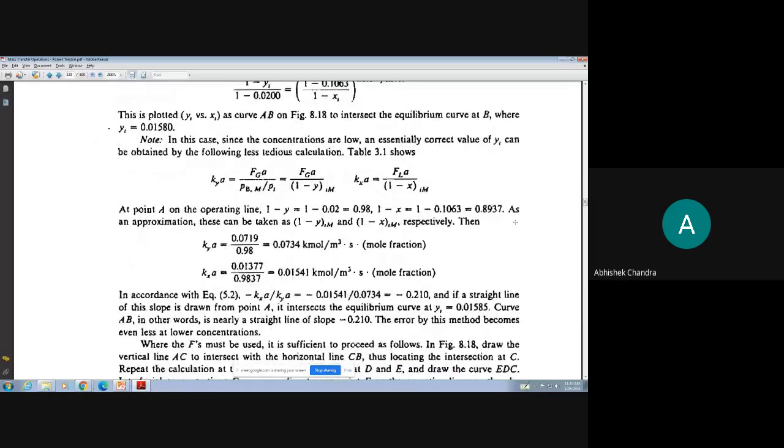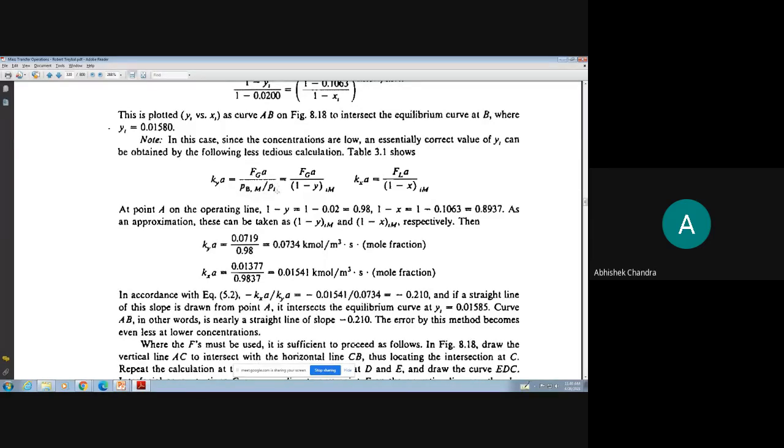So kxa and kya, according to the relationship between the different mass transfer coefficients, right? Because this is the mass transfer for the bulk case, local mass transfer for the bulk case, and this is again the individual local mass transfer in mole fraction terms. So this FGA is kya times PBM over P.